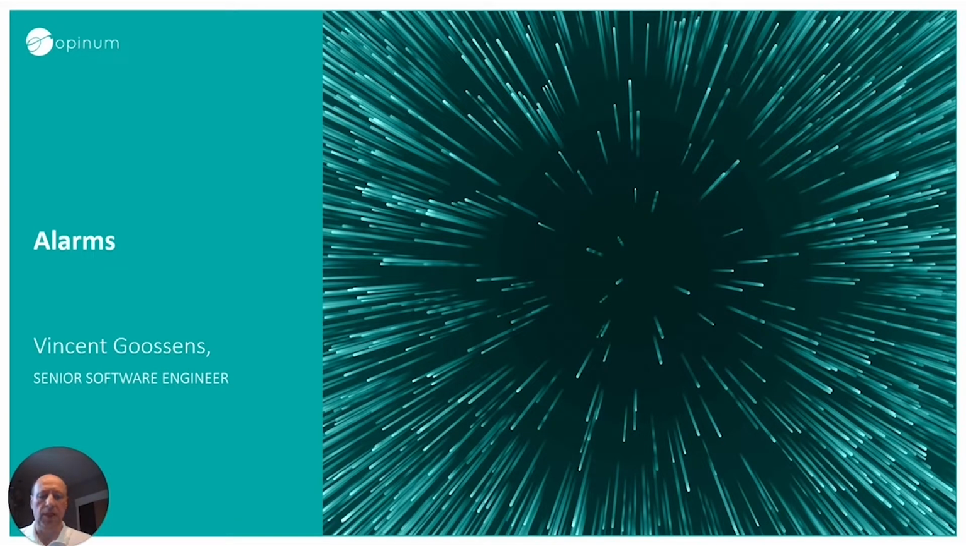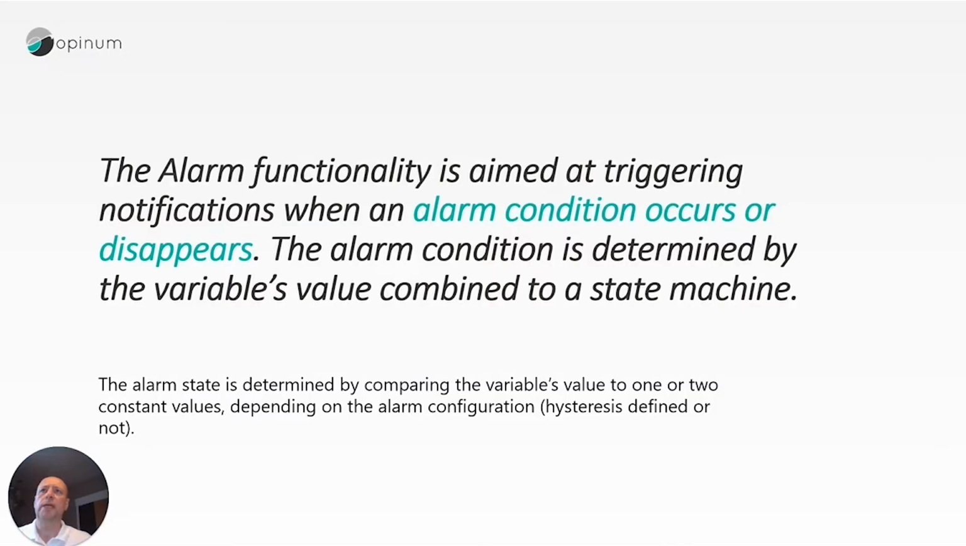Let's talk about the alarm feature. This is a brand new feature developed in the last month, already available in production. The alarm functionality is aimed at triggering notifications, meaning sending email, calling webhooks, storing events in the database, when the value of an incoming data point causes an alarm condition, meaning that the value is, for example, above an expected value. And you can also trigger a notification when the alarm condition disappears.